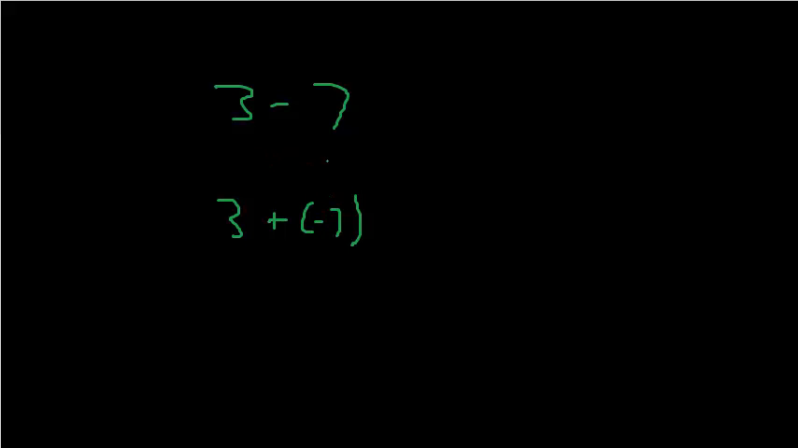So I have 7 minus 3, which gives me 4, and then the 7, the larger absolute value, had the negative sign, so my answer is negative. In both cases, negative 4 is my answer.